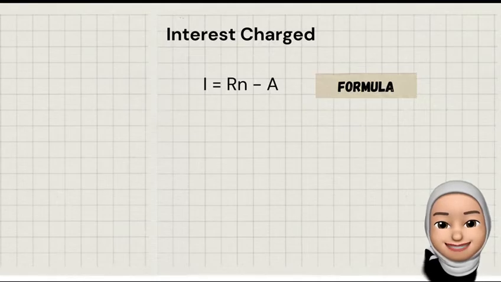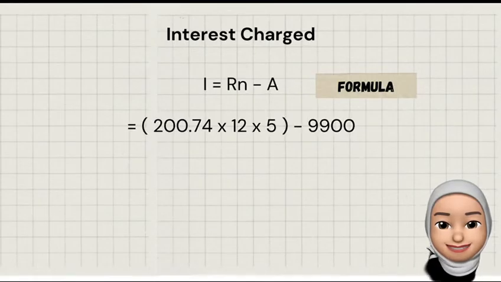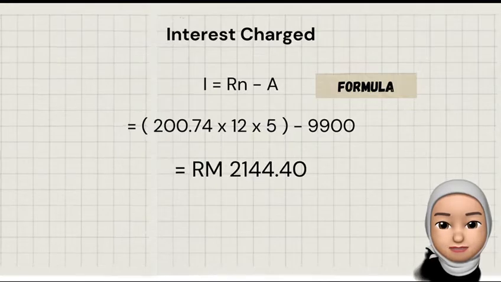After you have calculated the monthly payment, you need to find the interest charge, for which you need to use the formula I equal to Rn minus A. And then you need to substitute the values into the formula. Then you will get the final answer, which is I equal to RM 2,144 ringgit and 40 cents.